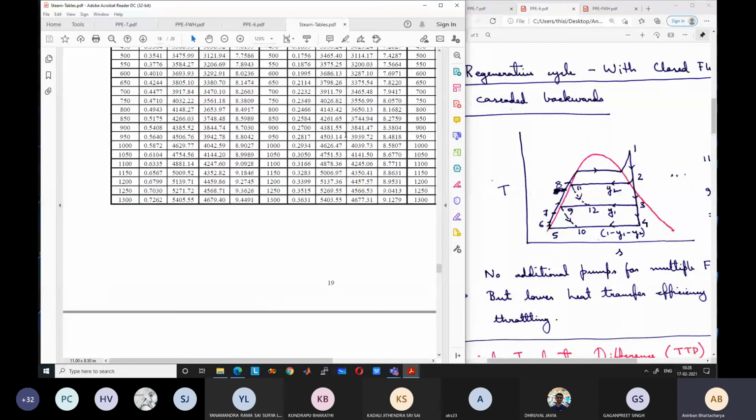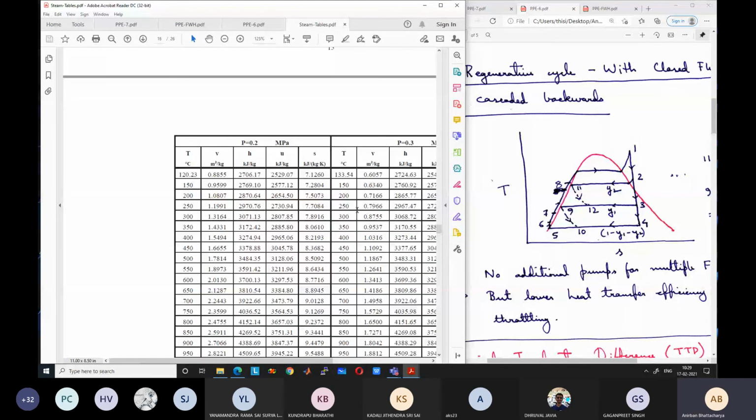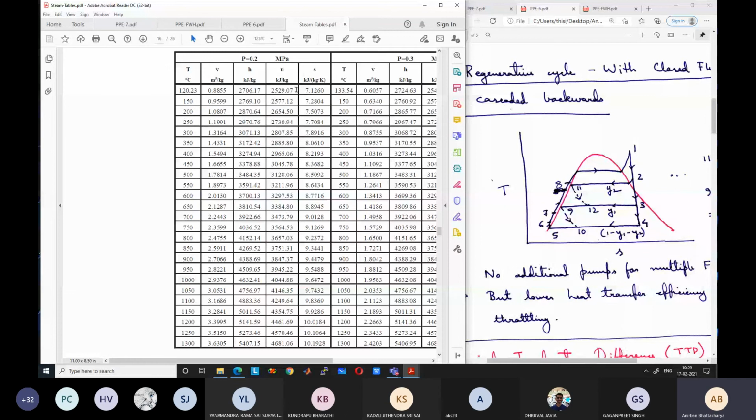So we will go to the 200 kPa table. This is the 200 kPa table, right? For 6.9 there is no entry. Minimum entropy is 7.12, which means the superheated entropy starts from 7.12 for 0.2 MPa pressure. So we have to be in the two-phase region. We are not in the superheated condition. 6.9 is in the two-phase region.